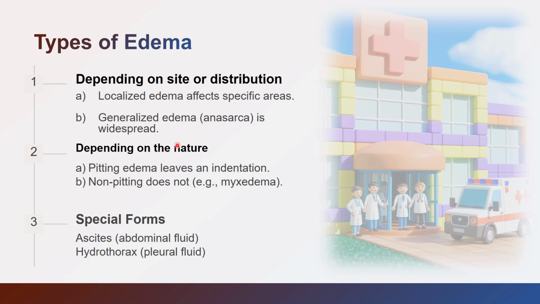And depending upon the nature of the edema, it can be pitting, that means it leaves an indentation when you press at the site of edema. Another is non-pitting, where there is no indentation, that occurs in myxedema. And special forms of edema: ascites, when there is accumulation of fluid in the peritoneal cavity only, and hydrothorax, that is accumulation of fluid in the pleural cavity.